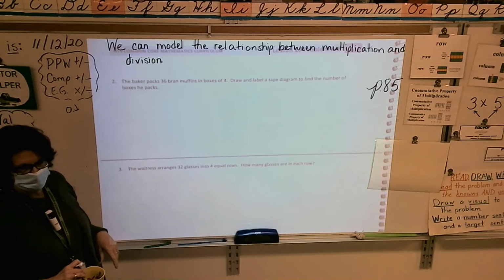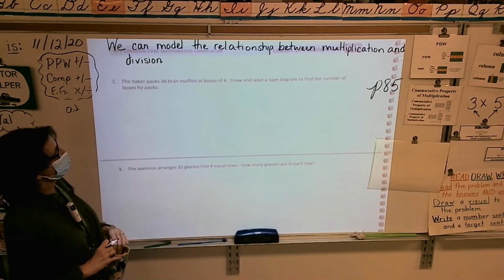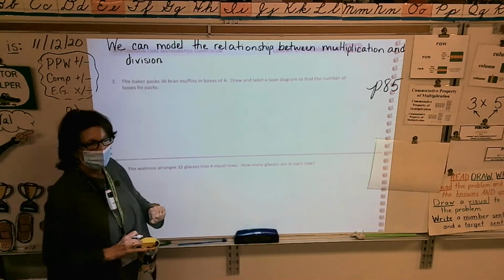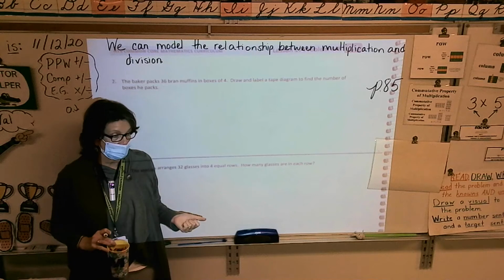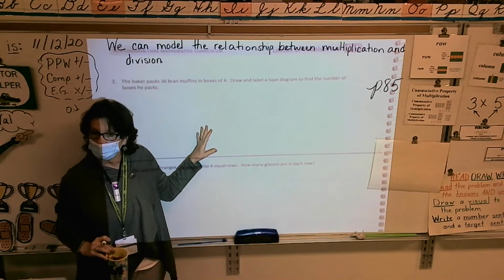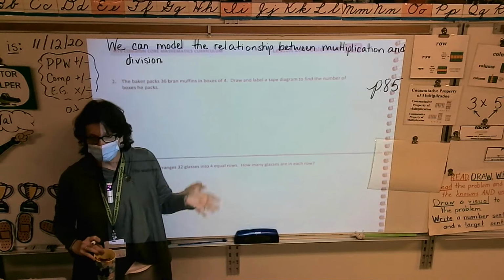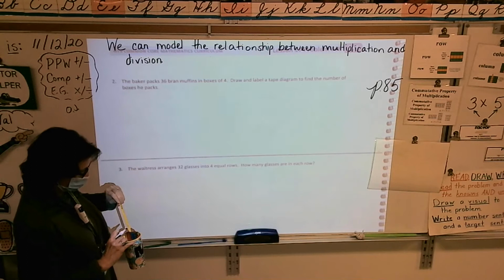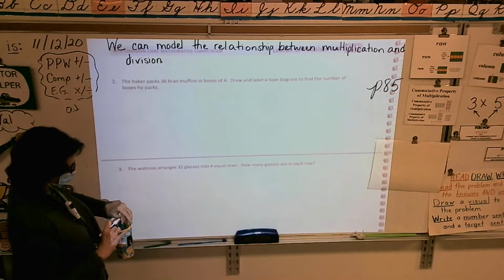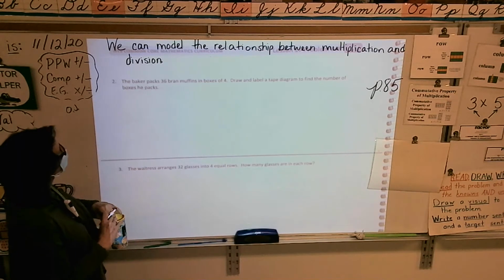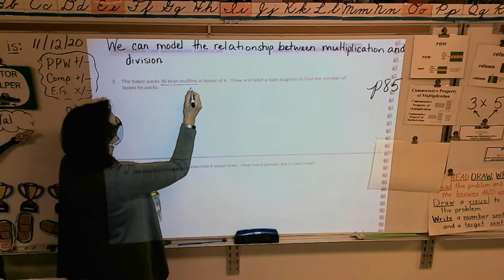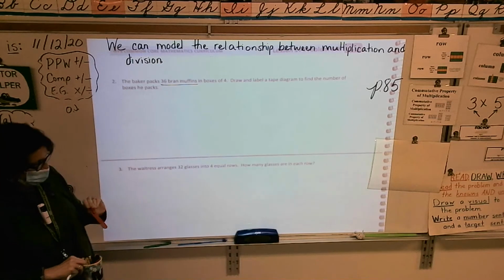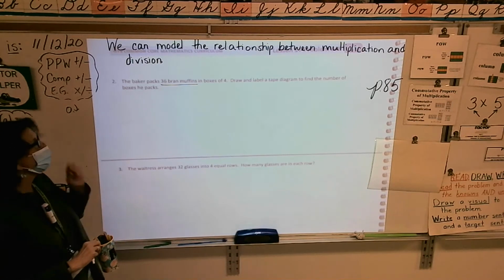The first one says, the baker packs 36 bran muffins in boxes of 4. Draw and label a tape diagram to find the number of boxes he packs. Remember, a tape diagram is just one of a variety of pictures that you can draw. But we are going to do a tape diagram for the first one, just because it's good for us always to practice. So what is one thing we know from reading that problem? Leah? There have 36 bran muffins. Okay, that's how many he's packing. 36 bran muffins. And what else do we know, Amber?